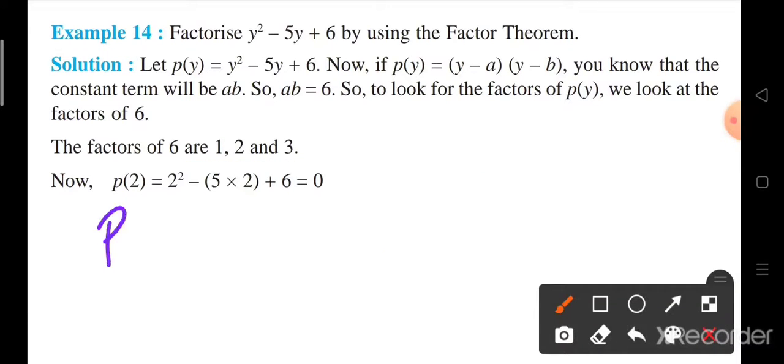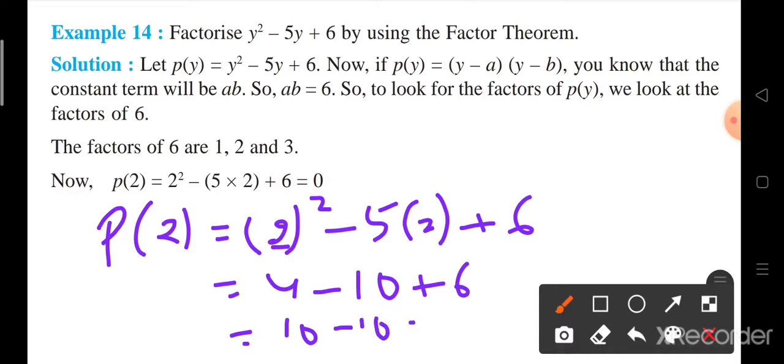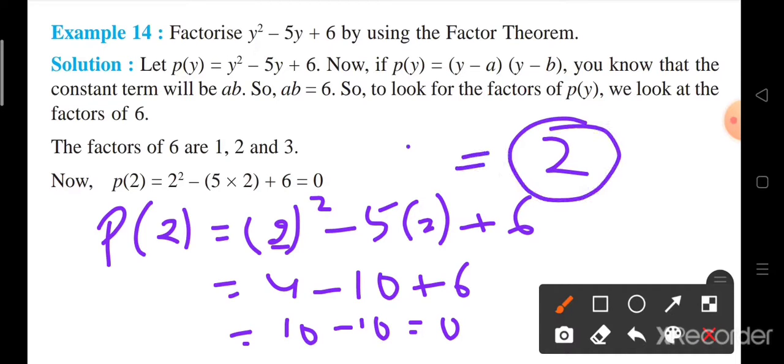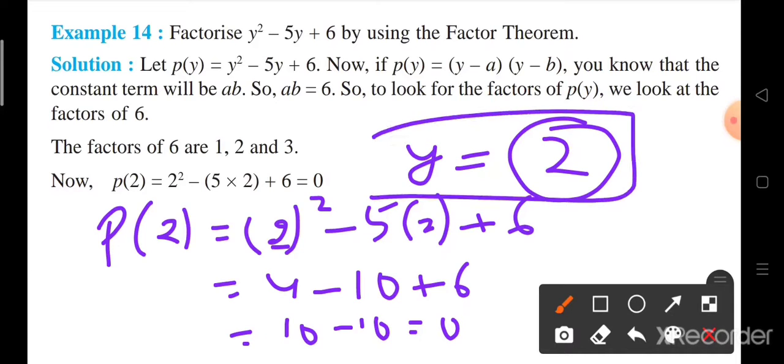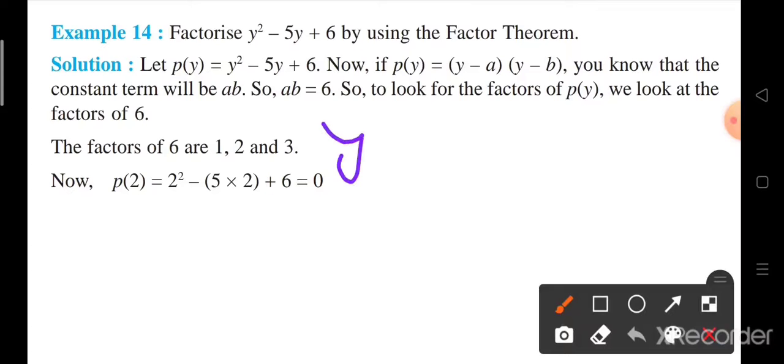By placing y is equal to 2, we will get 2 square minus 5 into 2 plus 6. So 2 square is 4, minus 5 into 2 is 10, plus 6. So it is 10 minus 10, that is 0. That means 2 is the 0 of this polynomial. Y is equal to 2 is the 0, or root, of this polynomial. In this way we can proceed for the third also, y is equal to 3.